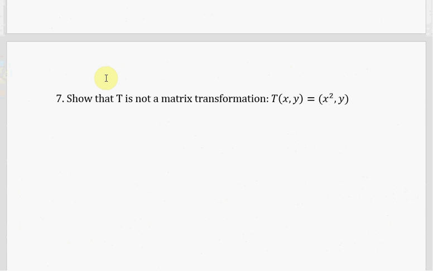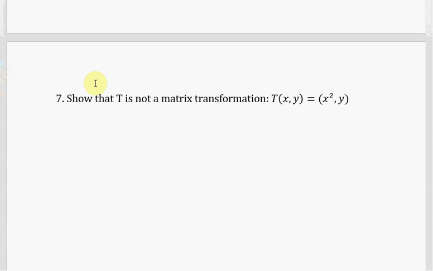Show that T is not a matrix transformation. Well, what we do to show that something is not is that we assume that it is, and so we still go through the same process. We look at vector addition to see if that holds, and also to see if scalar multiplication holds as well.